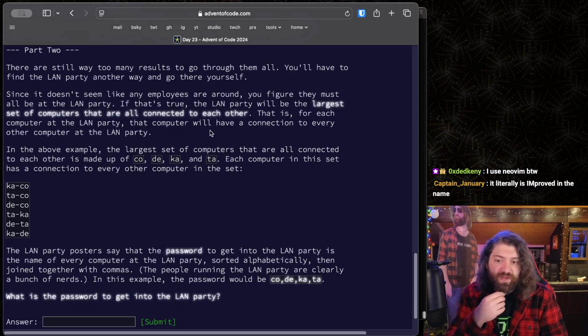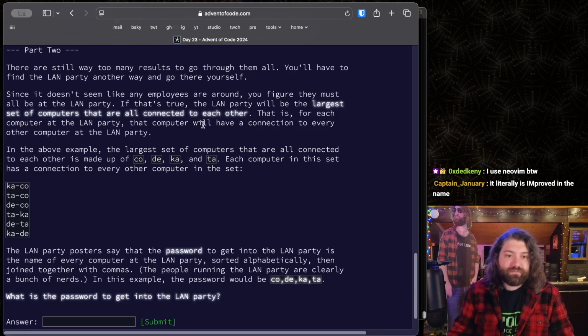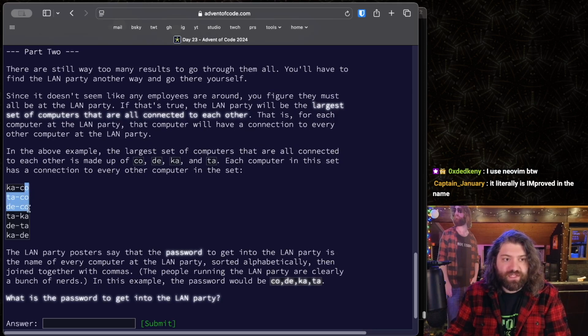I have to make sure I understand this, but I'll keep going. The LAN party posters say that the password to get in a LAN party is the name of every computer at the LAN party, sorted alphabetically, then joined together with commas. The people running the LAN party are clearly a bunch of nerds. In this example, the password is co,de,ka,ta. Okay. The largest set of computers that are all connected to each other is made up of co, de, ka, and ta. So it's 4 computers. Each computer in this set has a connection to every other computer in the set. So this is just a part of the example input that got us there.